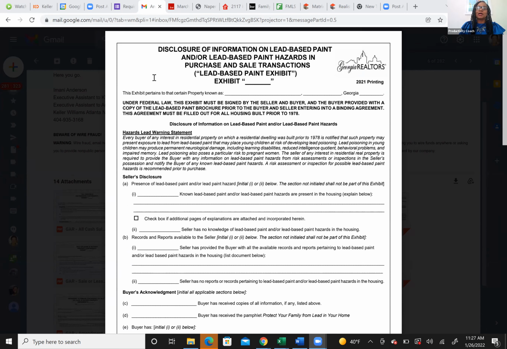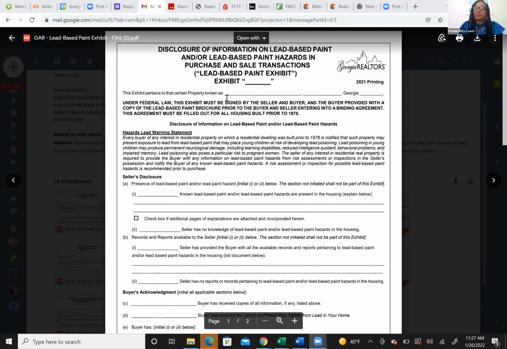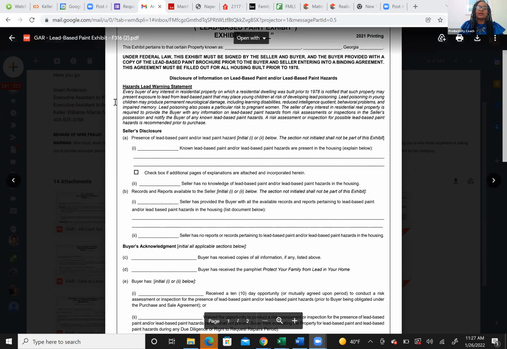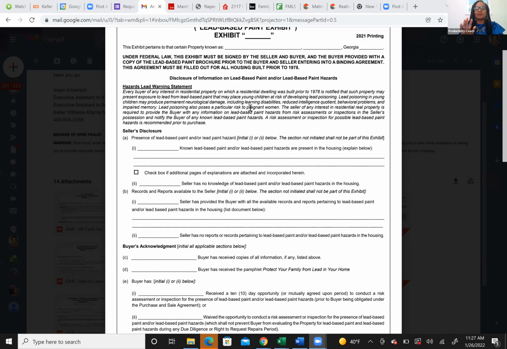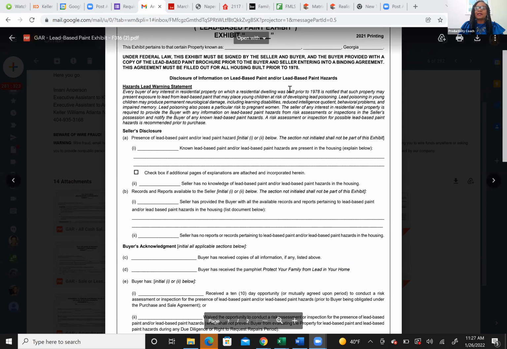No questions, right? So under federal law, this exhibit must be signed by the seller and the buyer provided with a copy of a lead-based paint brochure prior to the buyer and the seller entering into a binding agreement. This agreement must be filled out for all housing built prior to 1978. Before seller enters into a binding agreement, before buyer enters into a binding agreement. And then here's a disclosure that says, hey, all houses built prior to 1978, remember they used to use lead. Lead can harm your child. Children can be born with impaired memory, disabilities, all of that stuff.